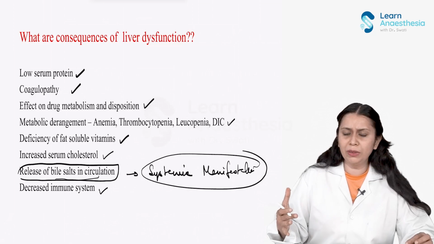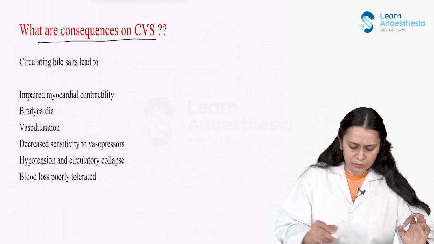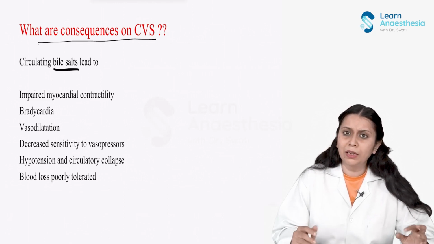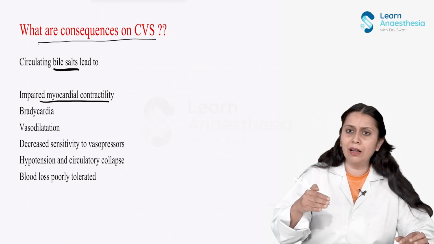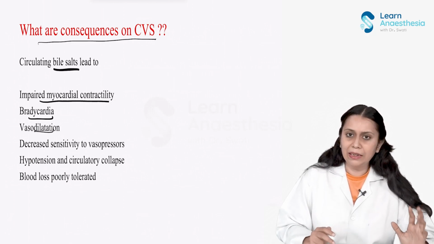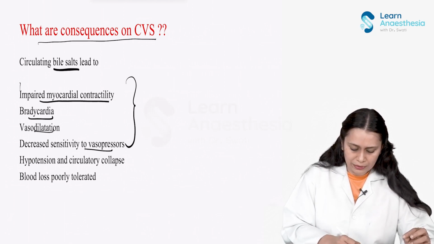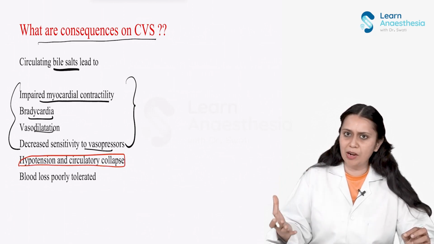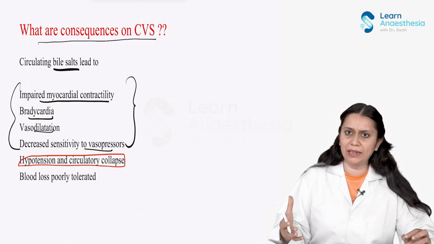So what could the next question be? What are the consequences on the cardiovascular system? These circulating bile salts and bilirubin, what do they do? They cause a decrease in myocardial contractility. They decrease the heart rate and can cause bradycardia. They cause vasodilatation, and they decrease the sensitivity of the patient to vasopressors. So all this can cause hypotension and circulatory collapse in the patient. Impaired myocardial contractility, decreased heart rate, poor response to vasopressors and vasodilatation.